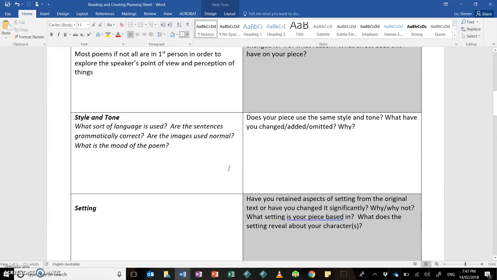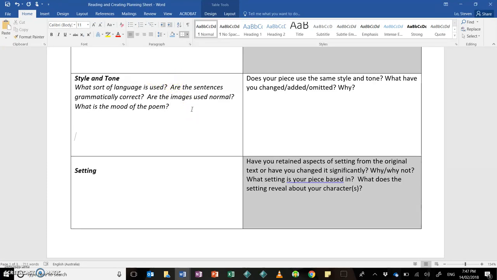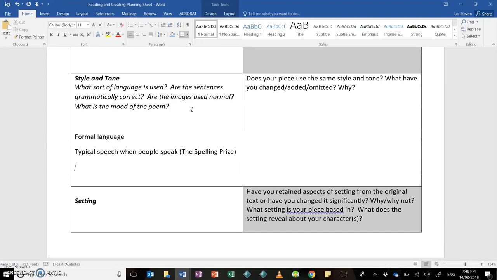Alright, most of these others are pretty self-explanatory, except for maybe style and tone. So what sort of language is used? So what you want to write there is perhaps, well, Harwood uses a lot of formal language. Okay, but she also uses typical speech when people speak, such as in the spelling prize. However, she also uses commands like end what you've begun.